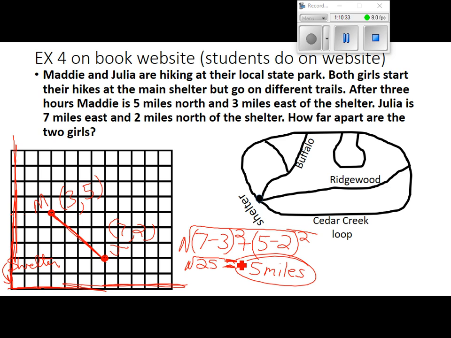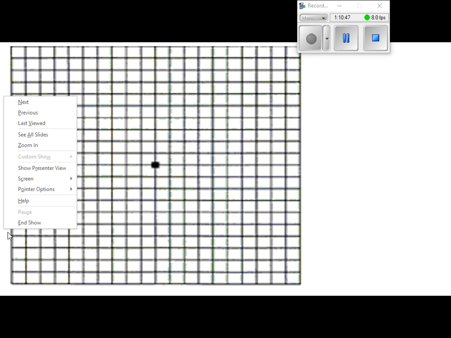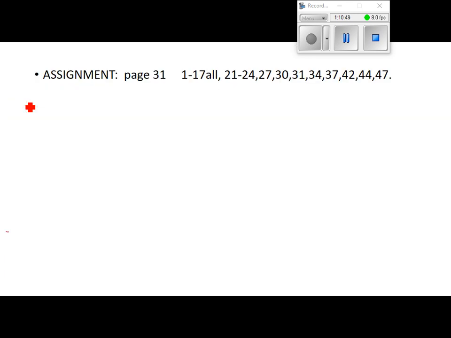A lot of times, setting up real world problems is just setting it up on the grid. That's your assignment. Do me a favor and grab a paper towel. I'll come around and spray your desk off in a second. Get a calculator by next time. They will be graded next class.